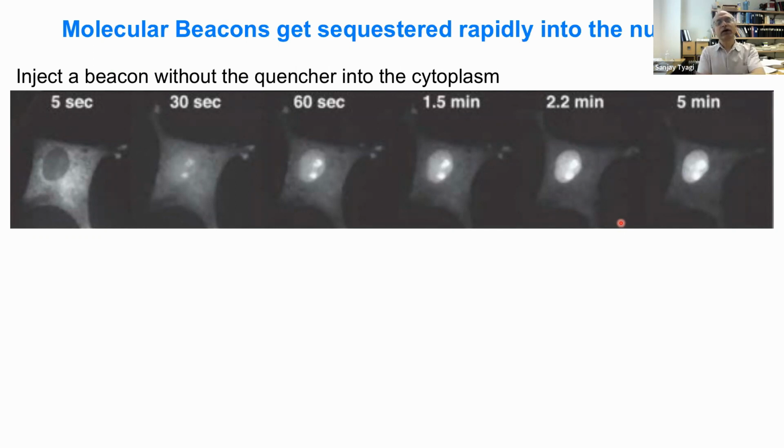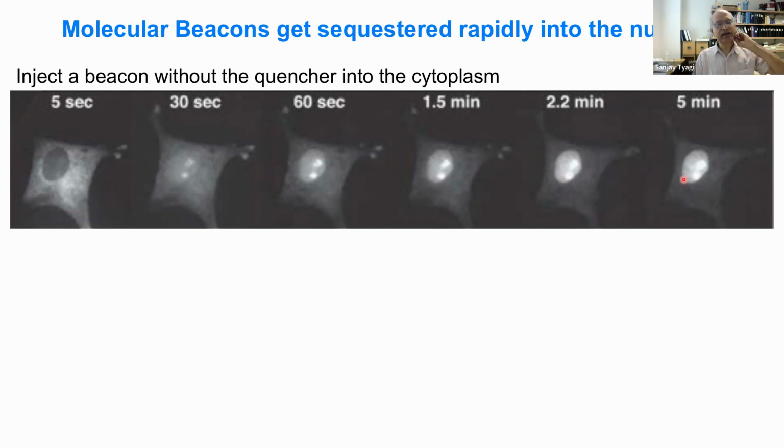First, when we injected beacons into the cells, the nucleus became fluorescent. And that was very weird. And so we did carefully controlled experiments where we said, okay, we're going to take a beacon analog, which doesn't have a quencher. So just a regular oligo with a fluorescent dye with a hairpin. And we injected it into the HeLa cell, and you can see how rapidly all the fluorescence went into the nucleus and stayed there.